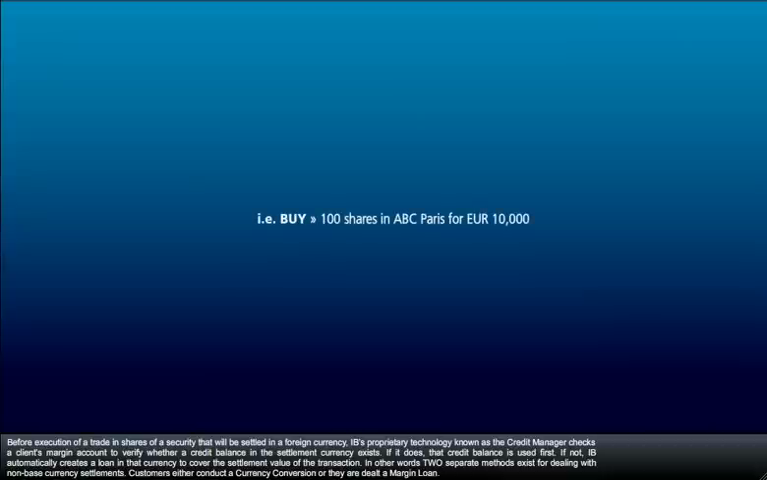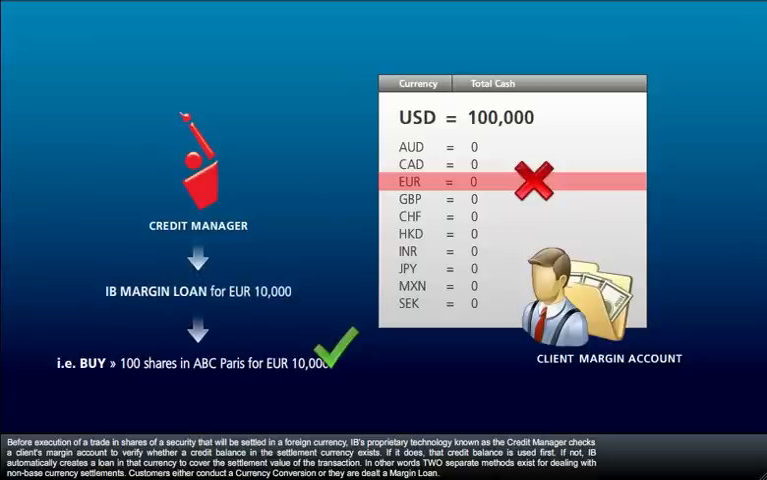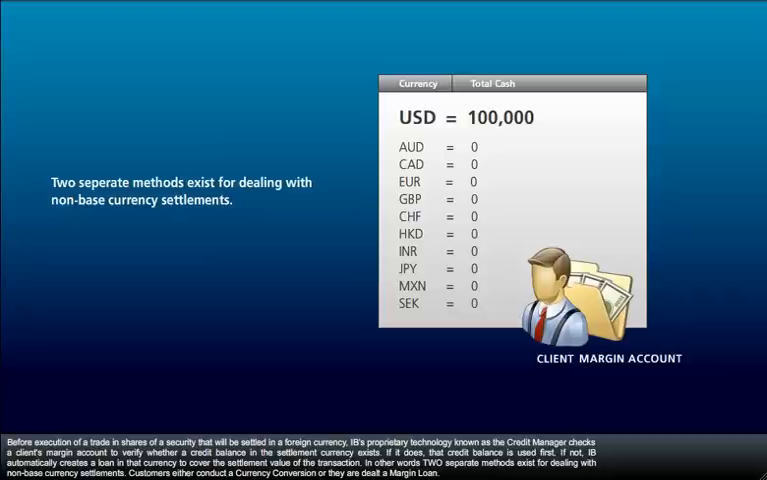Before execution of a trade in shares of a security that will be settled in a foreign currency, IB's proprietary technology, known as the Credit Manager, checks a client's margin account to verify whether a credit balance in the settlement currency exists. If it does, that credit balance is used first. If not, IB automatically creates a loan in that currency to cover the settlement value of the transaction. In other words, two separate methods exist for dealing with non-base currency settlements. Customers either conduct a currency conversion or they are dealt a margin loan.